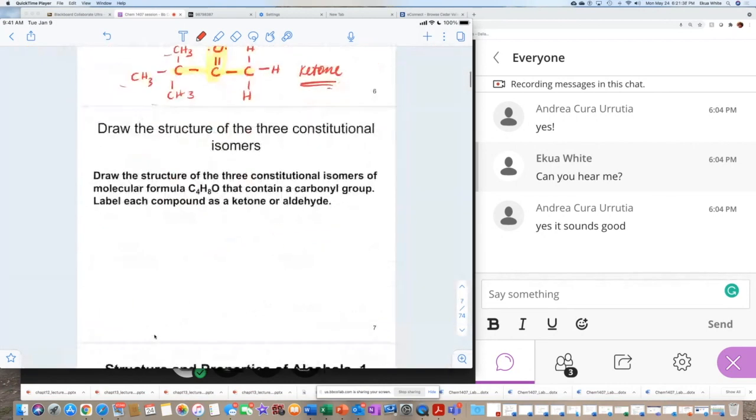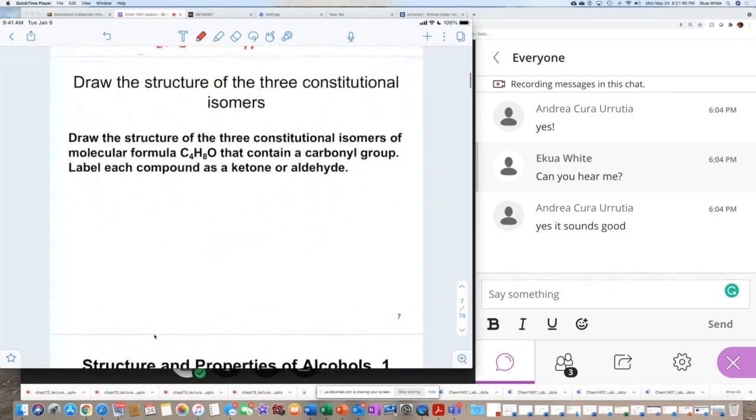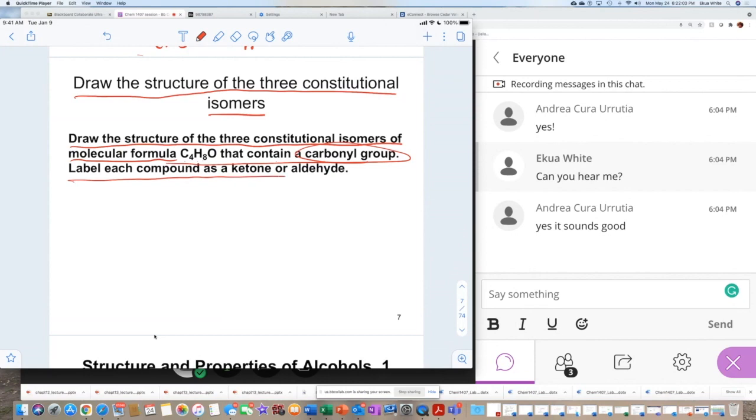Oh, isomers. Fun. Draw the structure of the 3 constitutional isomers of molecular formula C4H8 that contain a carbonyl group. They're telling you up front it's going to be constitutional, and you're going to have 3. They have to contain a carbonyl group. That's a requirement. Label each compound as a ketone or aldehyde.